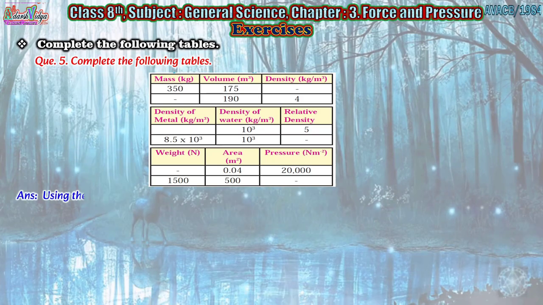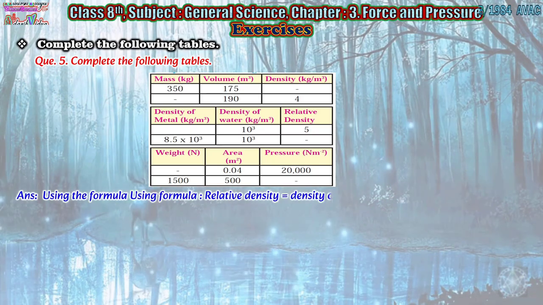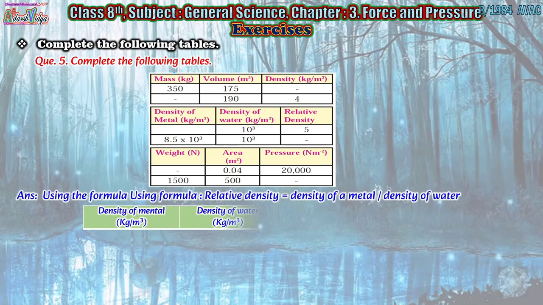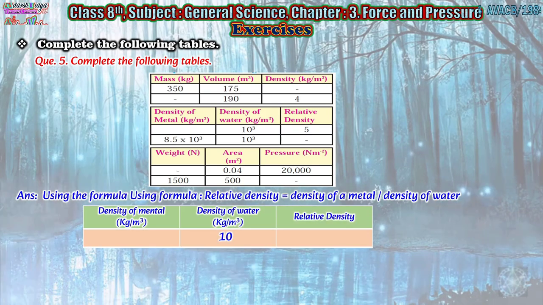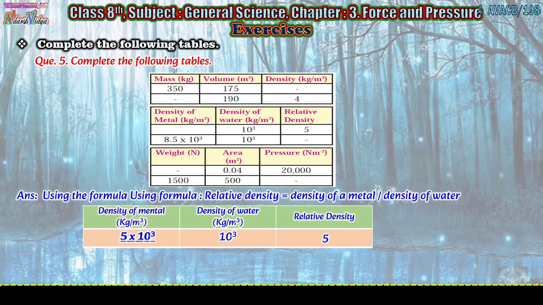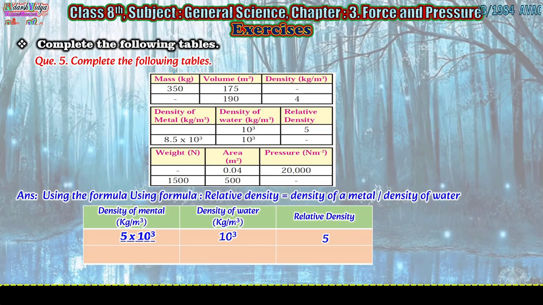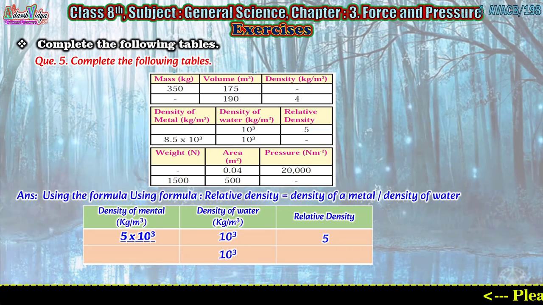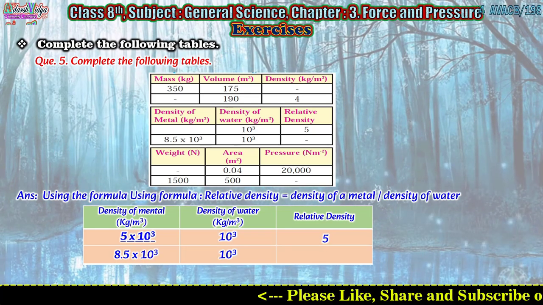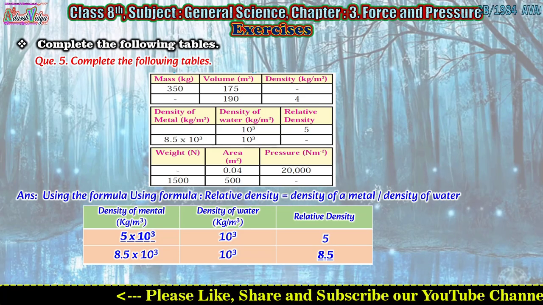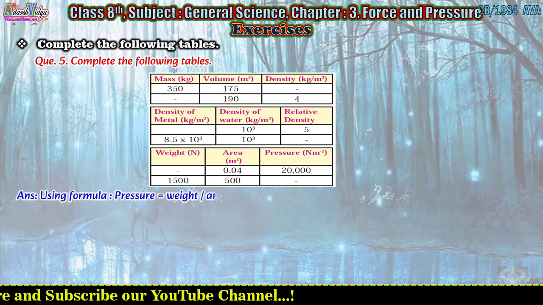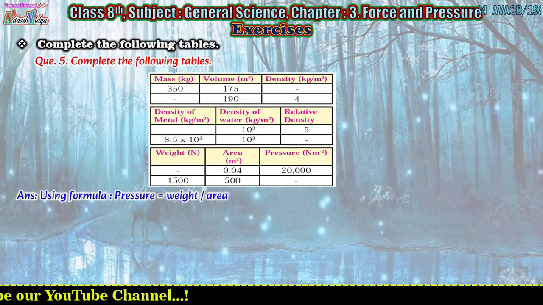In next table, using formula, relative density equals density of a metal upon density of water. When density of water is 10 cube and relative density is 5, then density of metal is 5 into 10 cube. When density of metal is 8.5 into 10 cube, and density of water is 10 cube, then relative density is 8.5. In third table, using formula, pressure equals weight upon area.